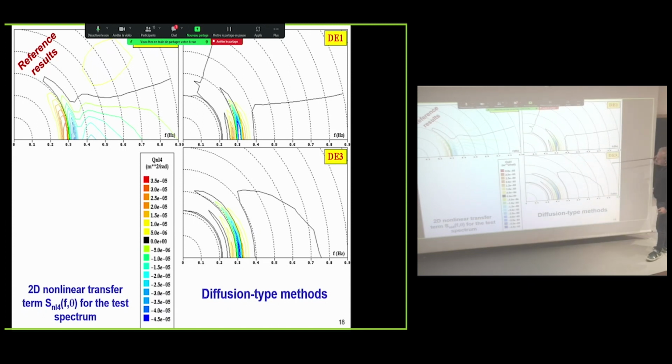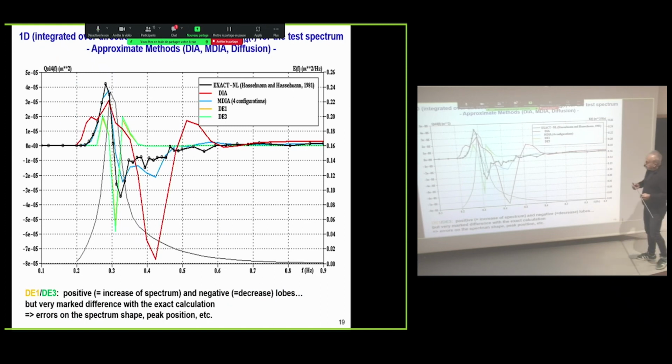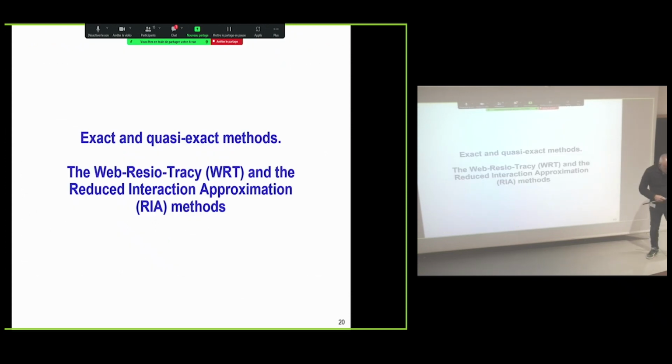The DE3 variant gives something which is quite similar in shape. When we look at the angular integrated transfer term, we get the orange curve for DE1 and the red one for DE3, which are not much different, in fact, in this case. And we can see a positive lobe, negative lobe, and positive lobe, but which is in this area quite different from the exact calculation. Okay, so this was a flavor of approximate methods.